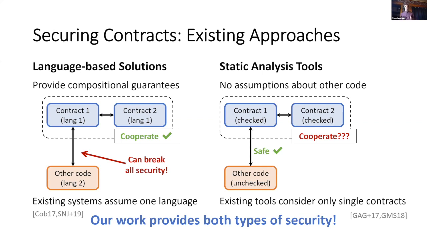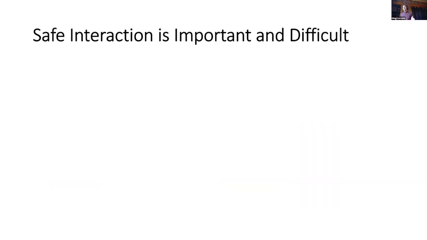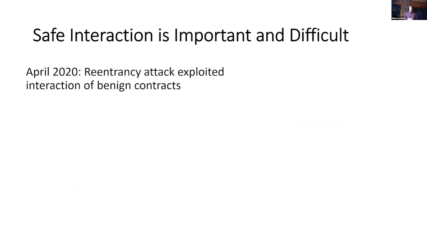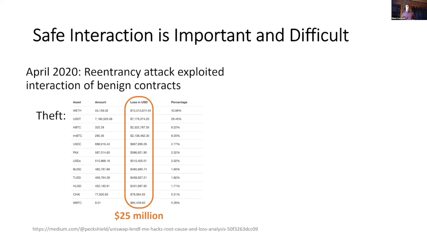And just to take a step back and say, why is it really important and really difficult to get this type of guarantee? We really have to look no farther than April of this year, when a reentrancy attack exploited the interaction of two otherwise benign contracts and a third malicious contract, when $25 million worth of tokens from the Uniswap and Lendf.me exchanges were swiped through a somewhat complicated and tricky reentrancy attack that actually had been known about for about a year at that point. But April of this year is when somebody actually managed to exploit this.